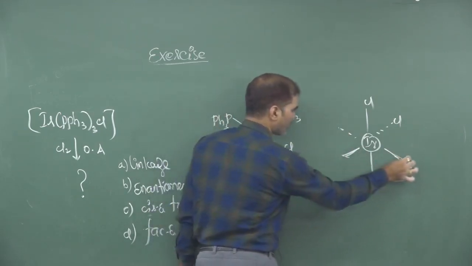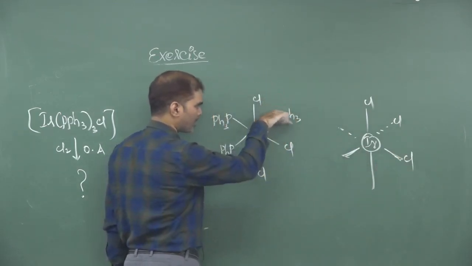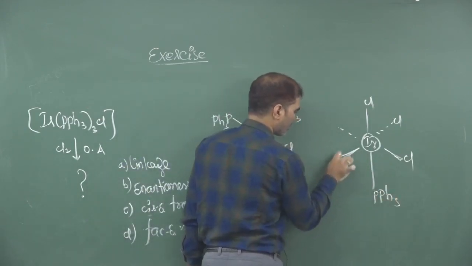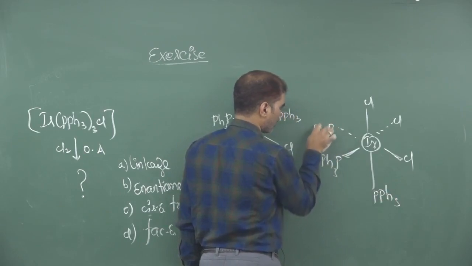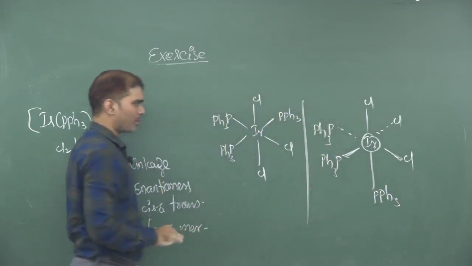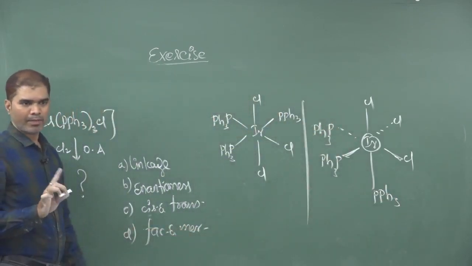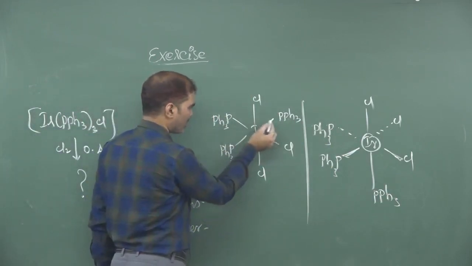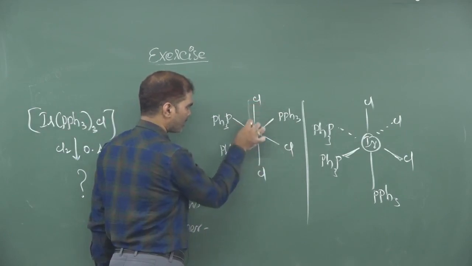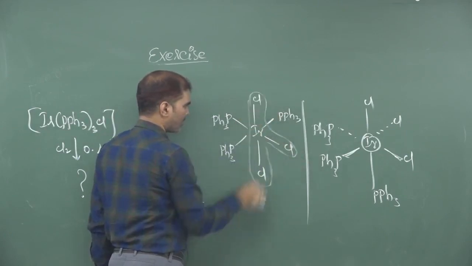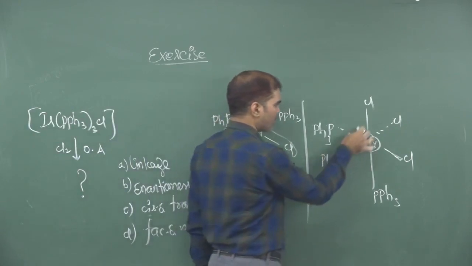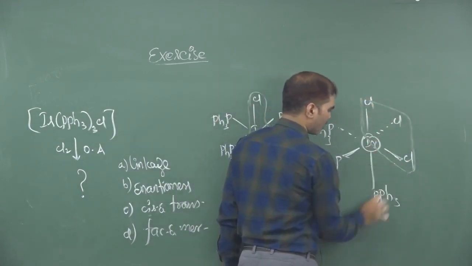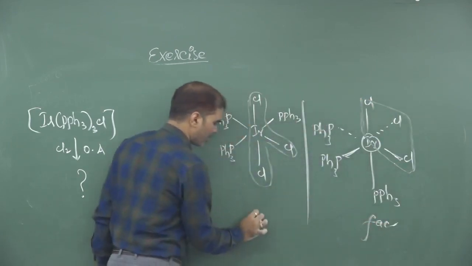This is one chlorine. If another chlorine is coming from this side, the PPh3 is pushed. So two possibilities are there. Whenever Cl2 is coming and adding, there are two possibilities. One possibility is Cl, Cl and Cl. How is it present? Meridional. In this case, it is forming a face. So this is a FAC isomer, this is a MER isomer.